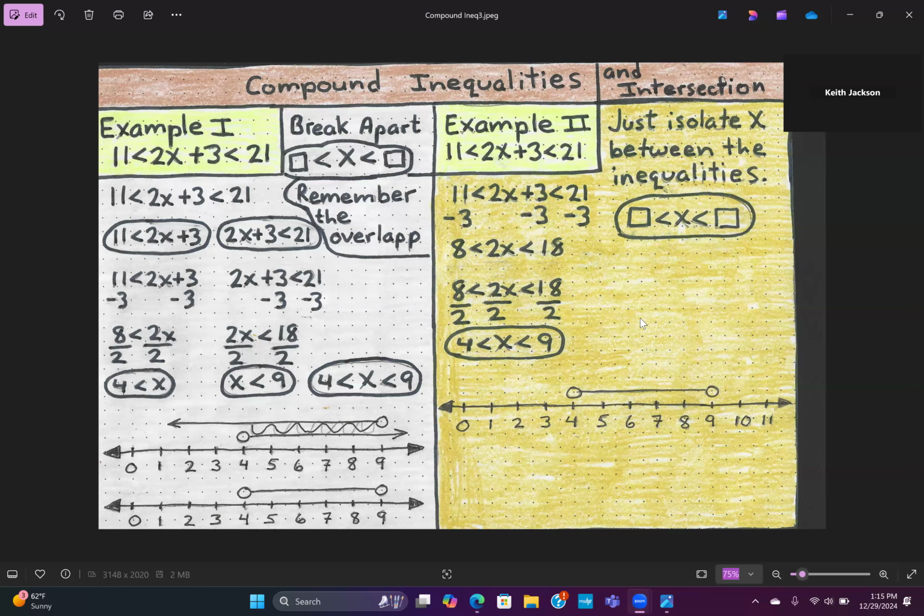You have been given a lot of information. I wouldn't blame you if you need to pause the video to take a look at these two ways of solving a particular compound inequality, or replay this video as many times as you need to gain a deeper understanding of this concept.